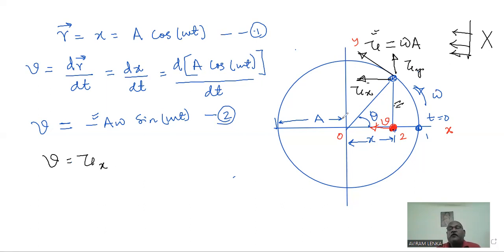And if you go for finding the u_x, this angle is theta, this angle is the same as theta, this is 90 minus theta, and this angle is again theta. This is u, this is u_y, that is u_x, and u_x equals u sine theta, and u equals omega a into sine theta, and you know theta means omega t. So that is u equals omega a into sine omega t.